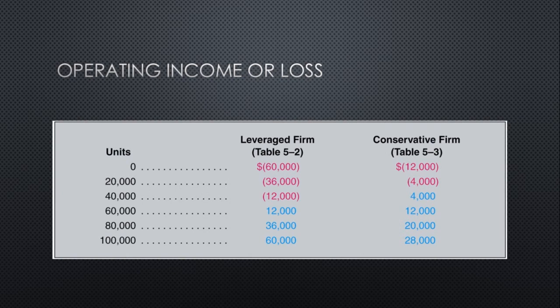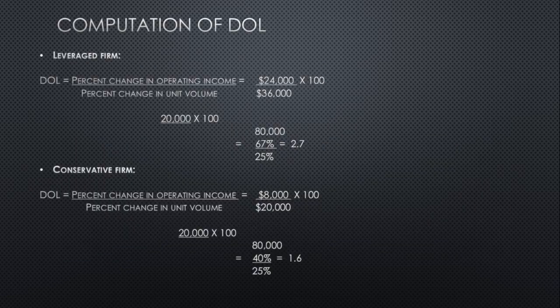Operating income or loss. So you can see number of units, the leveraged firm versus a conservative firm. For a leveraged firm, if you produce 40,000 units, you're still going to be at a $12,000 loss on the negative side. But for a conservative firm, you'd actually be a positive income of 4,000. Computation of degree of leverage.